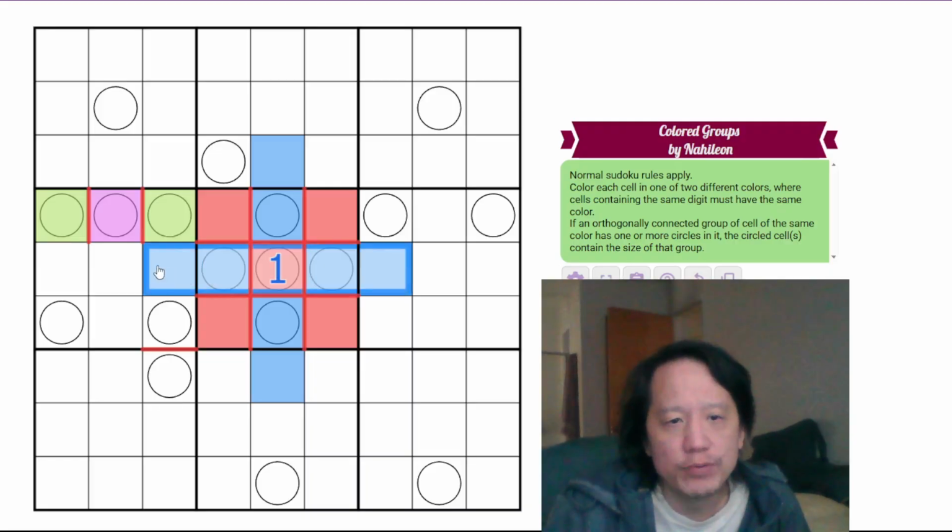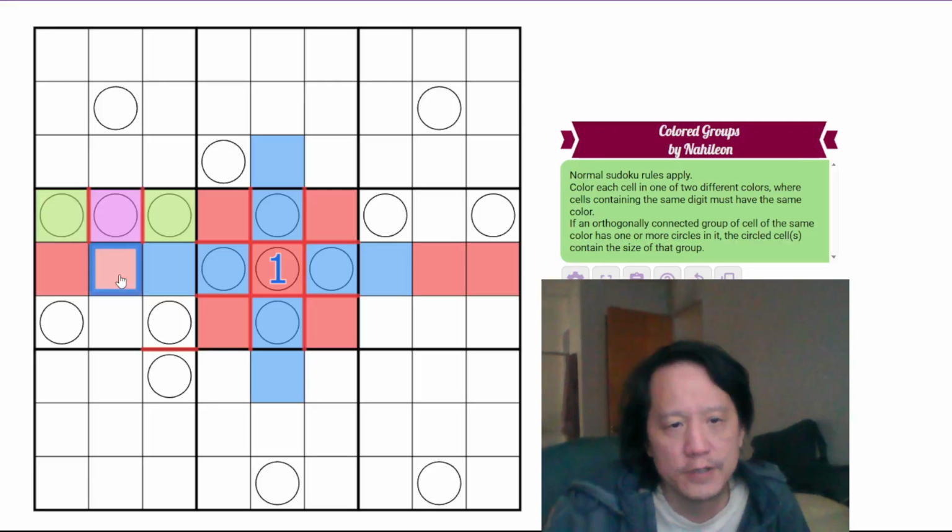We have 4 blues in row 5. There are only 4 blues total in the digits. So these have to be red. So this is red, which makes this red. So one of these is red or blue. So this is definitely a boundary here. This is a boundary here.